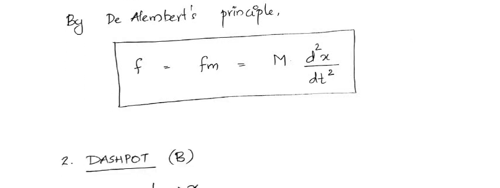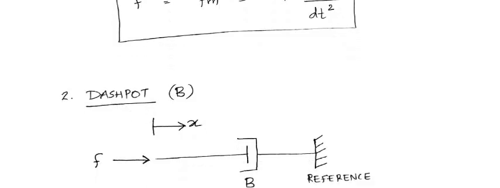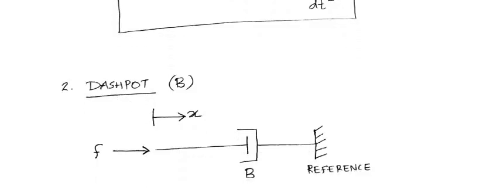Similarly, we have the second element, dashpot, which represents the frictional element in the system. So this is the symbol for dashpot. It's like a piston. Okay, this is the symbol, and this B indicates the frictional coefficient. So capital B. Capital B is the frictional coefficient. So it's important. Okay.